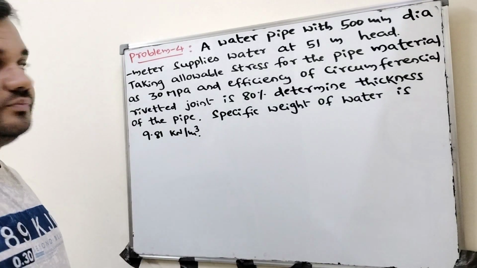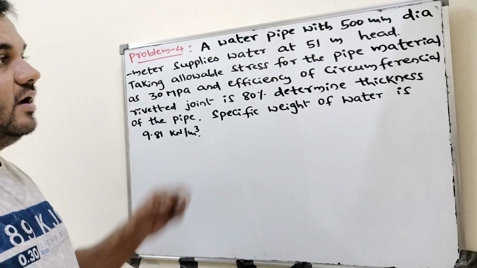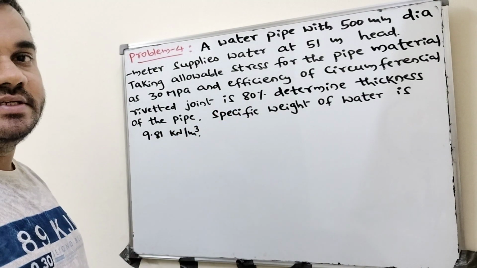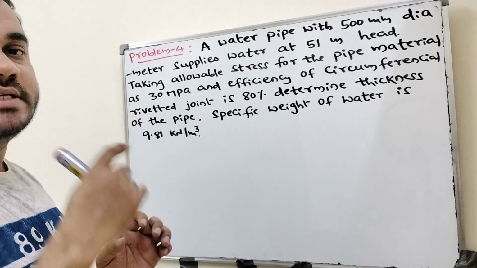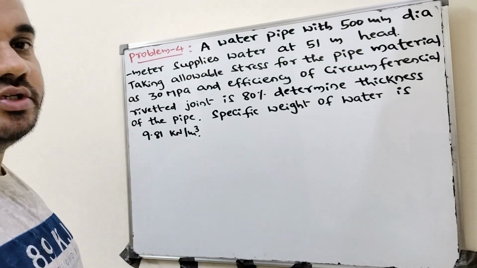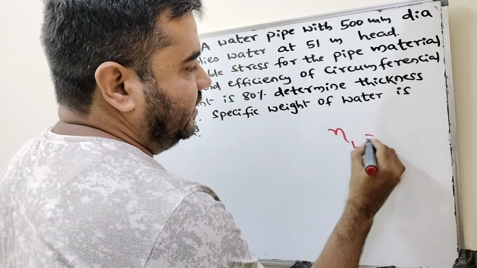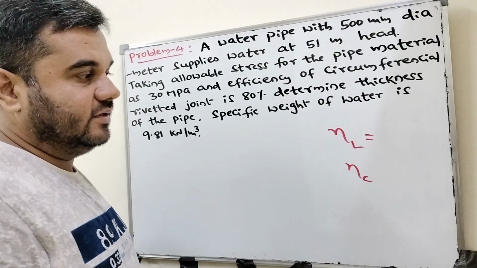So in this video, we will solve problem 4 related to thin cylinders. This problem is mainly related to the joint efficiency. In the previous video, we derived the joint efficiency. One is the circumferential joint, one is the longitudinal joint, right? That is the efficiency of the longitudinal joint and the efficiency of the circumferential joint. We derived the equations, okay?